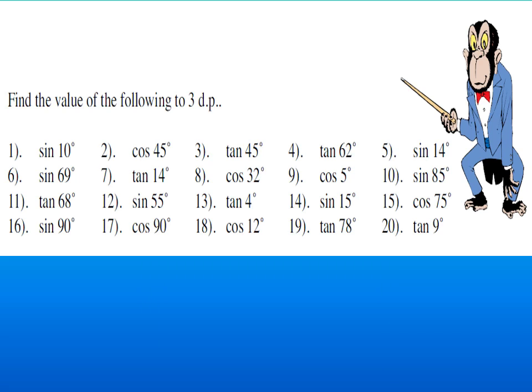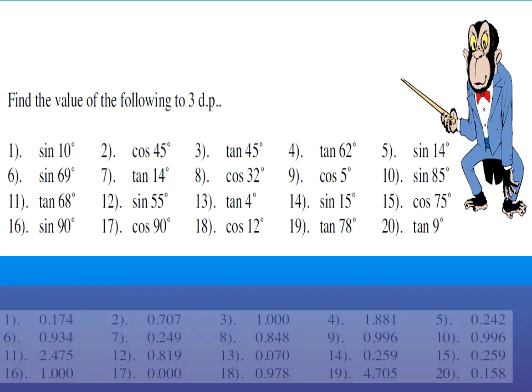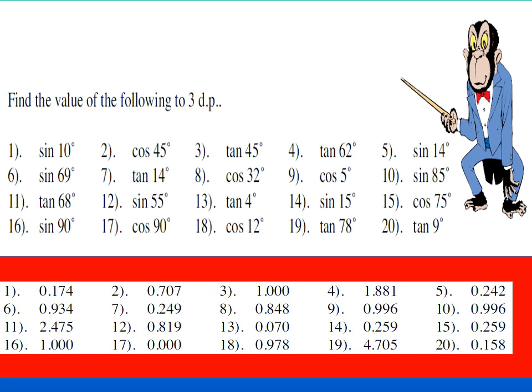Now you need to be careful when you're using your calculator with degrees, because your calculator could be in the wrong mode called radians. So type in sine 10 into your calculator and hopefully you'll get 0.174. If you do not, you need to check your calculator is in the right mode, make sure it's in degrees mode.